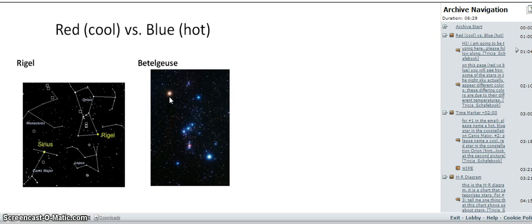Your first question for you is, name a star in Canis Major that is considered a blue hot star. Another question, which will be number 2, is name a star in Orion that is considered a cool red giant star. Those are your first 2 questions that you can submit through this assignment. Once again, hot blue star in Canis Major, cool red star in Orion.